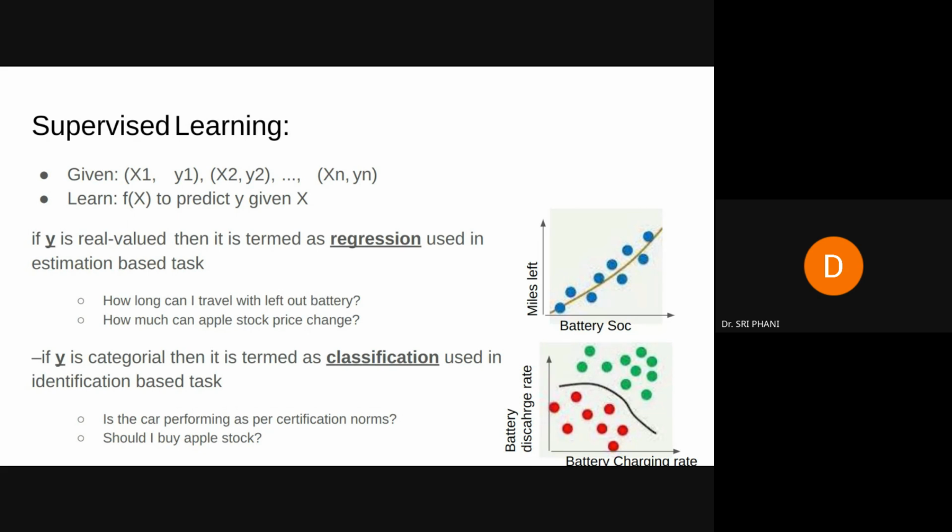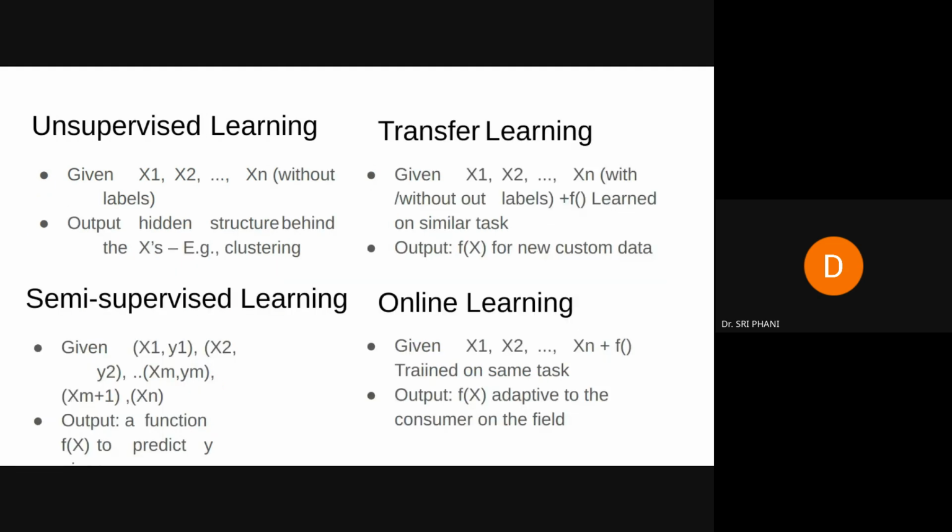When you are talking about battery discharging and the battery SOC, you can say whether the battery is going bad, going good, or is okay. That was a classification task. And along with that, you have transfer learning and online learning.